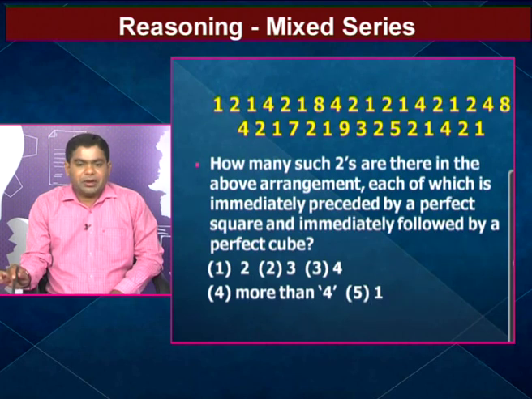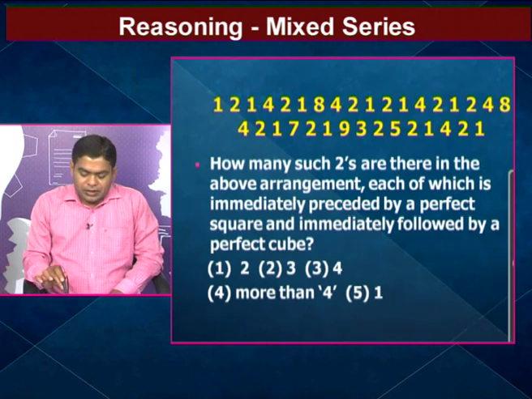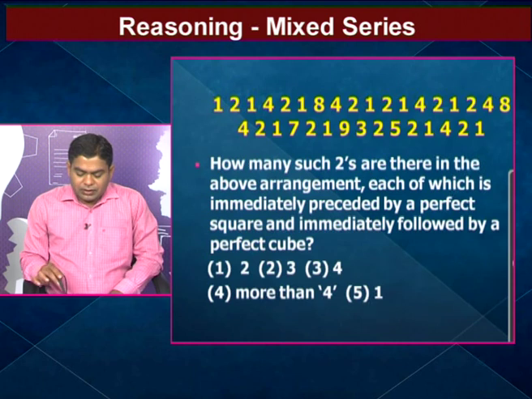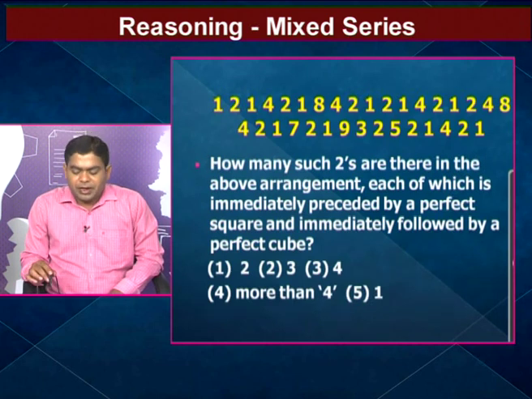It is preceded by 4 and followed by a perfect cube. That means 1 is there, so this 2 is satisfied. So in our series there are 7 2s that are preceded by a perfect square as well as followed by a perfect cube.